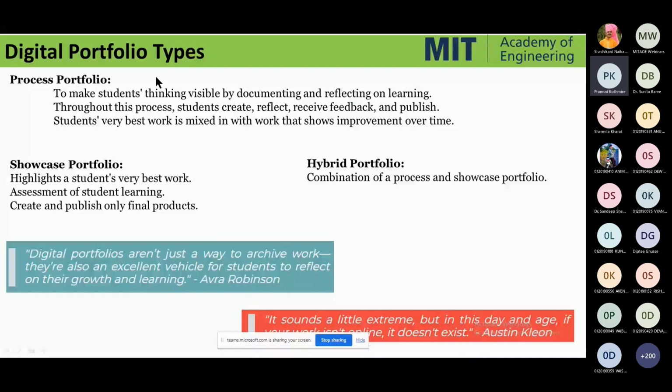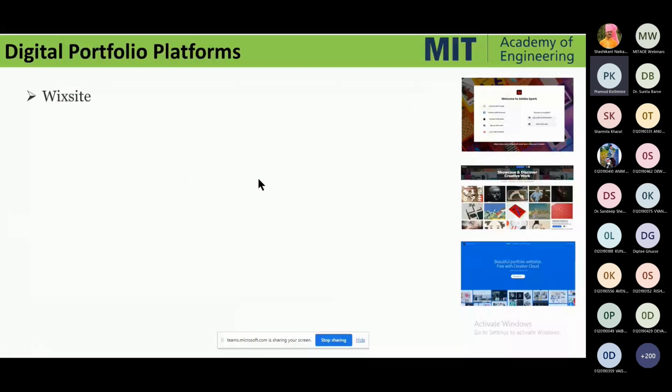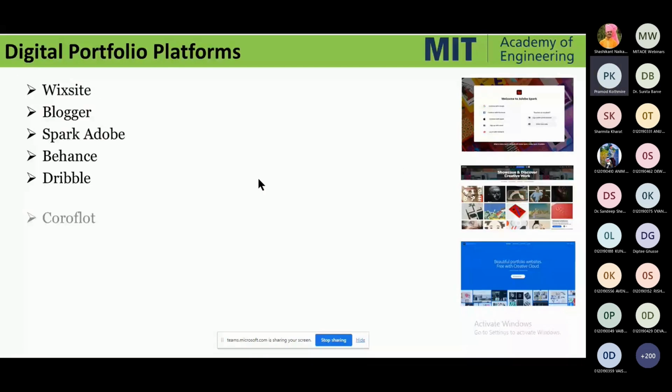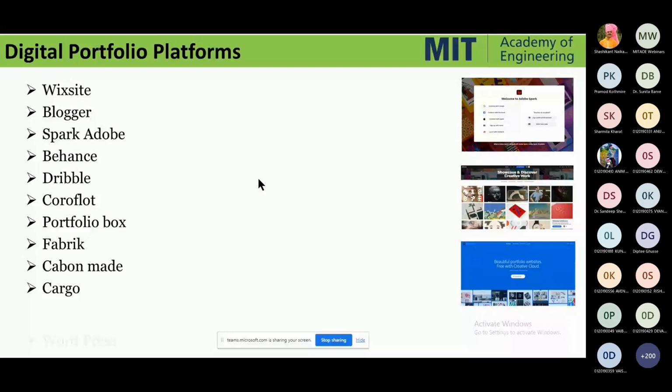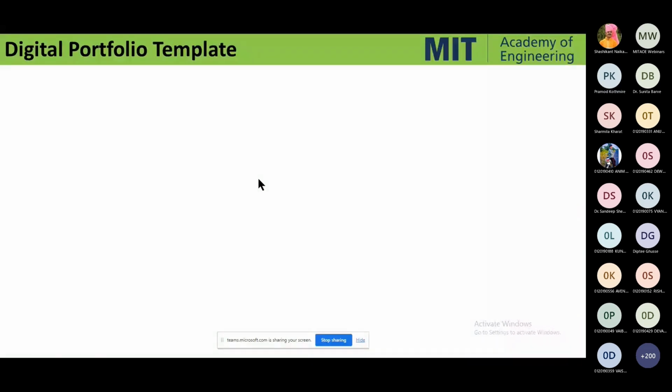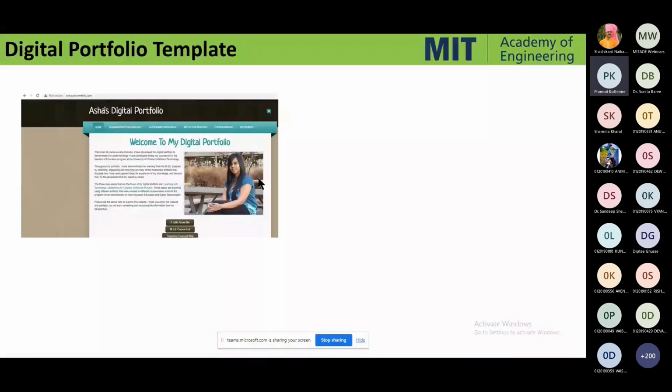So there are various types, as well as various platforms through which we can have our digital portfolio. These are some platforms I have listed. They are free of cost, available on Google. You can take a glance at these platforms. We will arrange one session where you will get hands-on practice on how to create your own digital portfolio platform. These are a few of the templates.